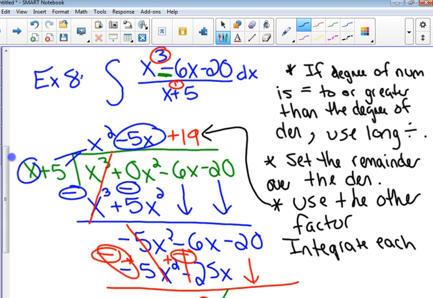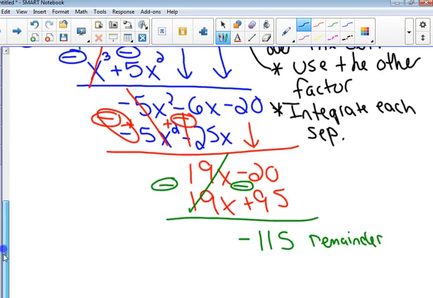Integrate each separately. Oh boy. This is the worst part, honestly. The rest of it is not too bad. So when we set this up, we're going to set the remainder over the denominator. So let's just do that part first. So our remainder is negative 115.